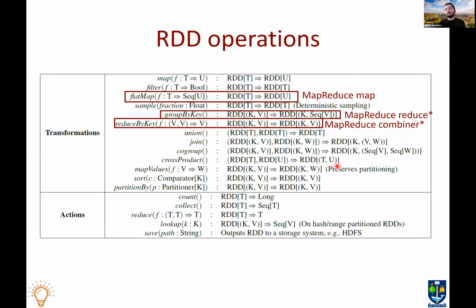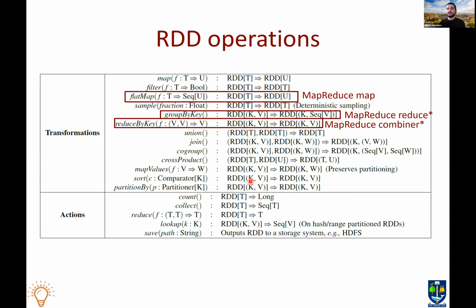Yes, cross product, what it says on the box, right? So this is just the Cartesian product. Map values, this is like map, only here you assume you have key value pairs in the input RDD. And what you do is you apply the map function only to the value. So you get a bunch of key values here, and for each one of these key values, you apply a map function to just the value. You produce a key value pair in the output with the same key and the output of that function as the value. Okay.